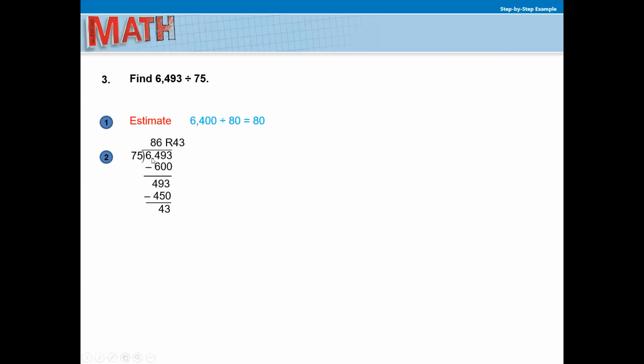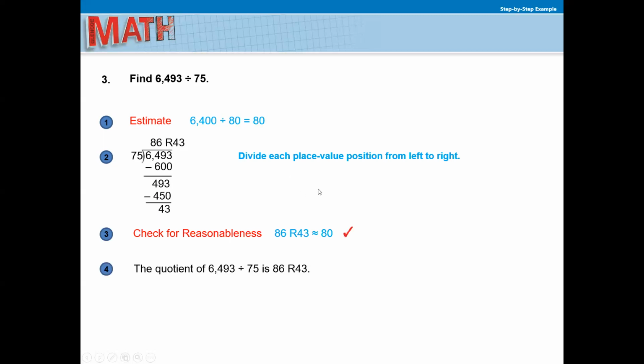We do the math. 6,493 divided by 75 is 86, remainder 43. Check for reasonableness. 86 remainder 43 is approximately 80, and that's what we estimated. Check. The quotient of 6,493 divided by 75 is 86, remainder 43.